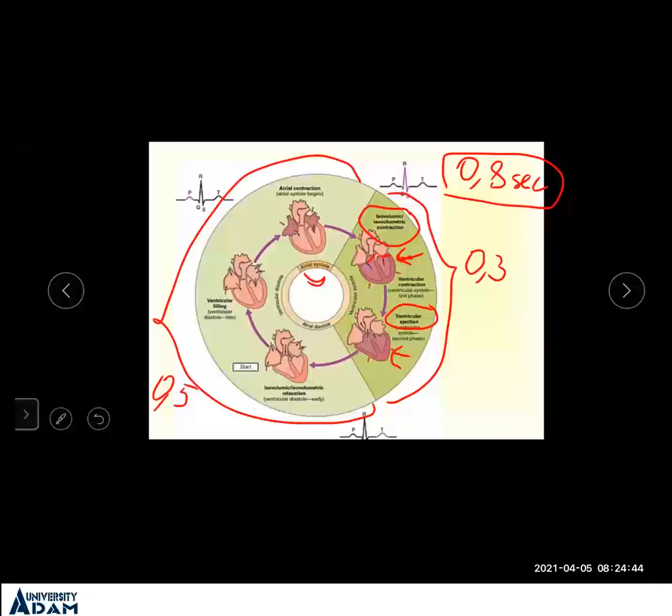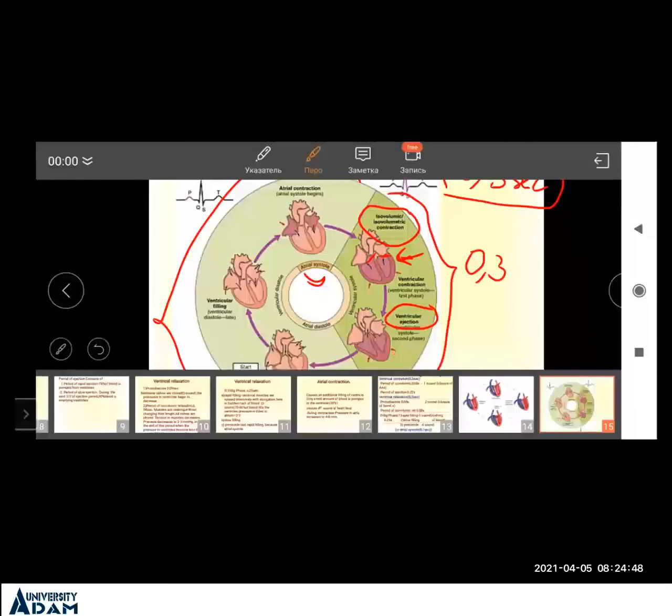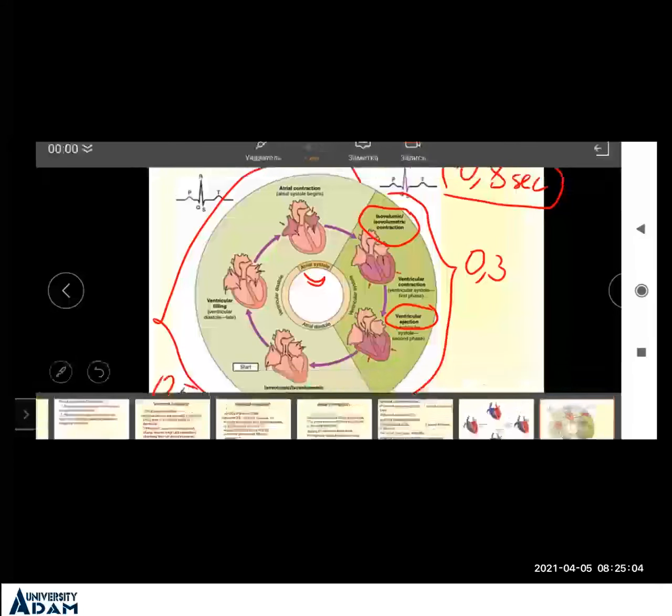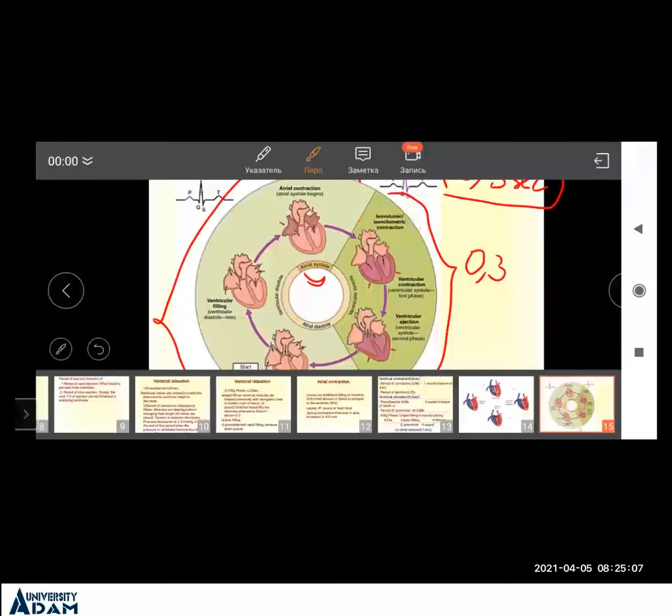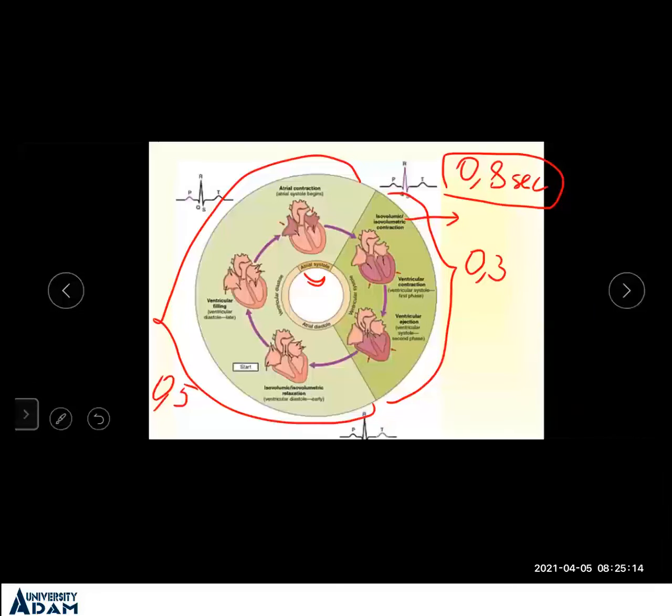Understood? In the first period of systole, there's no change in the volume and in the length of the cardiac muscle fiber. Pressure rises in this period up to how much? Pressure in this period, how much? Less than 120. Maximum it can reach 90, okay? 80, 90 millimeters of mercury.